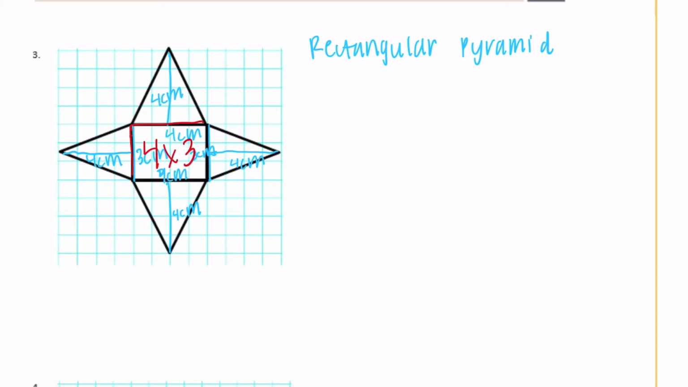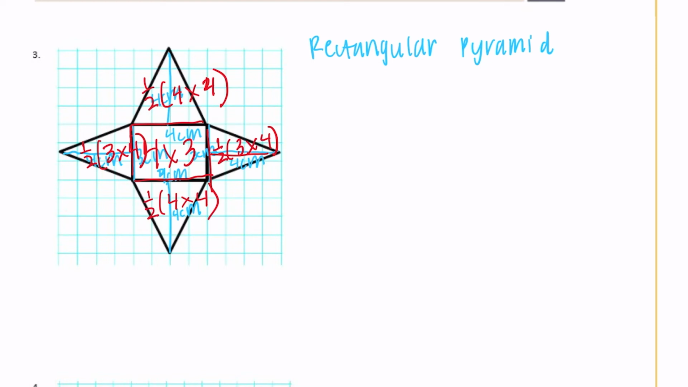Now I have triangles. So here I'm going to do 1/2. The base here is 3 times the height is 4. 1/2, 3 times 4. This one would be 1/2. This time the base is 4 and the height is 4. This will be 1/2. The base is 3 times the height is 4, and this is 1/2, the base is 4, and the height is 4.